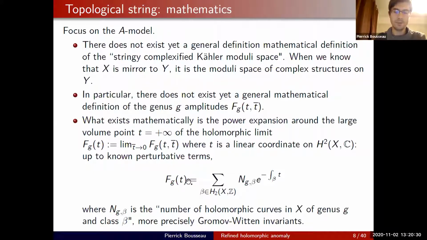And now this holomorphic object, if you expand it in power series, it has a mathematical definition, where the coefficients of its expansion, n_{g,beta}, are numbers of holomorphic curves in X of genus g and of class beta. So they are defined by enumerative algebraic geometry, and more precisely, they are the so-called Gromov-Witten invariants. So from a purely mathematical point of view, you start with X, and for every g and beta, you solve a problem in enumerative algebraic geometry, you count some curves, you get some numbers, and then you define F_g(t) as this power series.